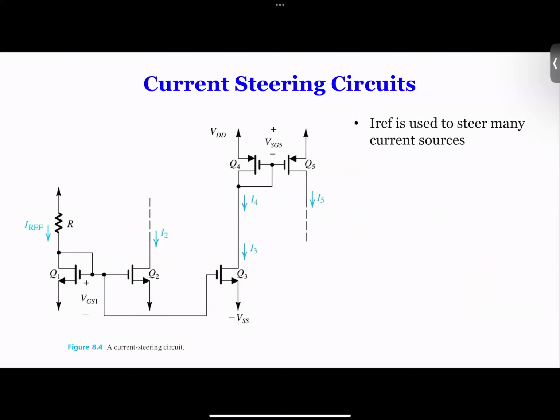Once you have a current source, you can start to make multiples instead of just one. In our initial example, we had these two transistors. Now I'm going to add a Q3. What is the current in Q3? Can you tell me?